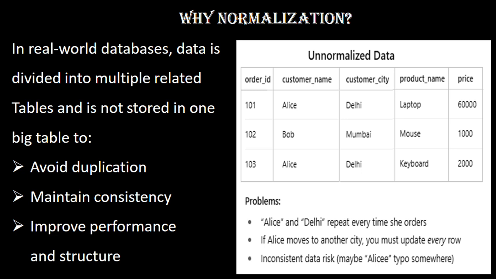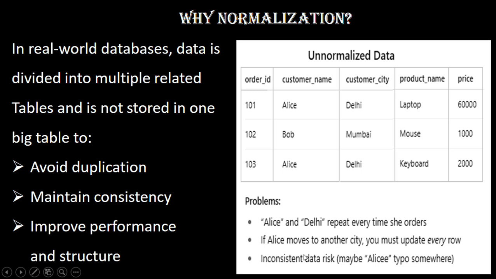and structure. Let us take the example of this table, which has unnormalized data. Here each transaction's details are stored in this table. So here we see Alice and Delhi are repeated every time an order is placed. So the data is getting repeated, and if Alice moves to another city and we want to update her city, then we need to update her details in every row where her data is repeated.